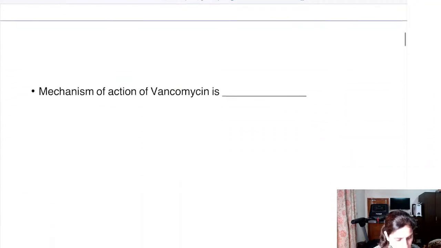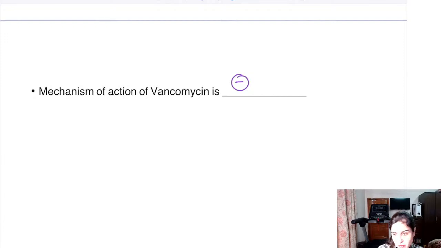Next, the mechanism of action of vancomycin is. I have not given options, it's a fill in the blank. What does it do? Which enzyme will it inhibit?